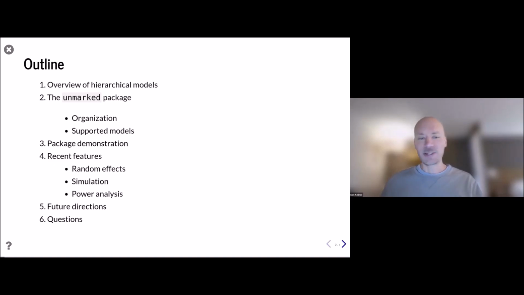Third, I'll do a package demonstration, so a basic workflow of one particular fitted model type. And if you want to follow along with that, all the code for it is provided on GitHub. I would recommend pulling out, there's a bunch of different files there, but the one that's a .R file is probably the one you want. Since many people have probably used unmarked since it's been around for a while, I will then focus on some of the more recent features, specifically random effect support, simulation, and power analyses to give you a sense of what's been worked on recently. Then I'll talk about some future directions briefly, and finally take questions.